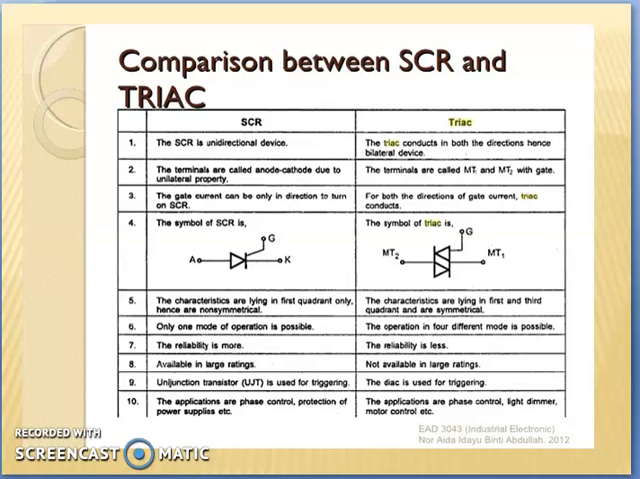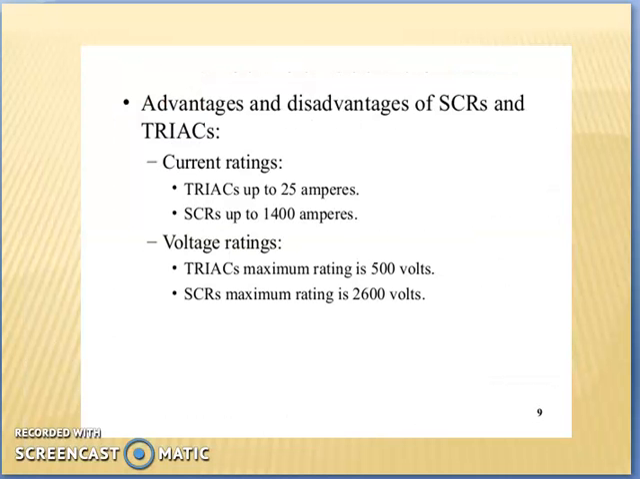Then UJT is used to trigger the SCR, whereas in triac the DIAC is used to trigger the triac. Then the last one, the application. The applications of SCR are phase control, protection of power supplies and so on, and the applications of triac are phase control, light dimmer, motor control, temperature control, liquid level control, etc.